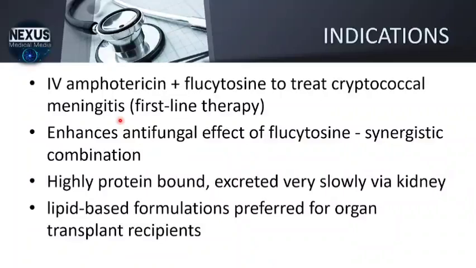Amphotericin B enhances the antifungal effect of flucytosine. That combination is called synergistic. These two work together. I mean, the antifungal effect will be enhanced. And remember, I told you that amphotericin B is highly protein bound, right? So it's excreted very slowly via the kidney. That's why you also need to consider the kidney function.